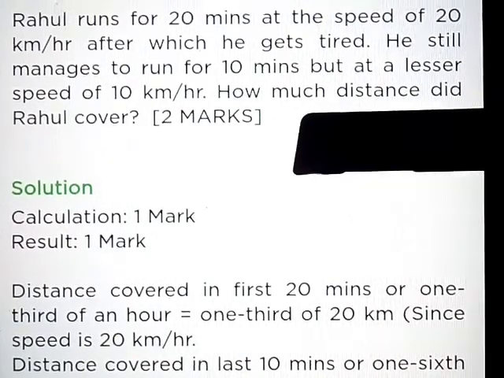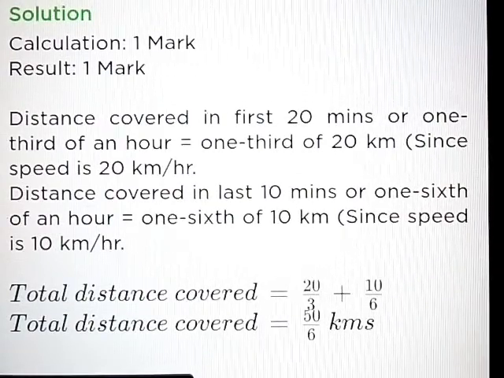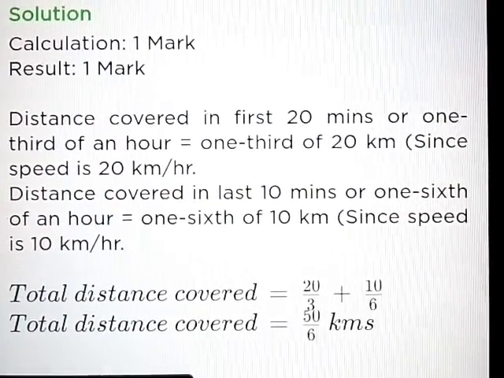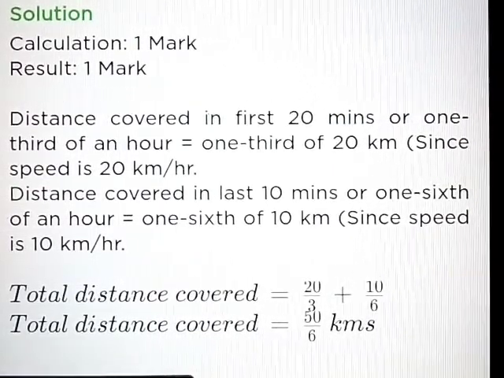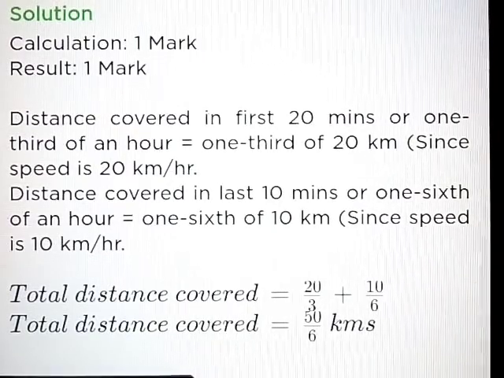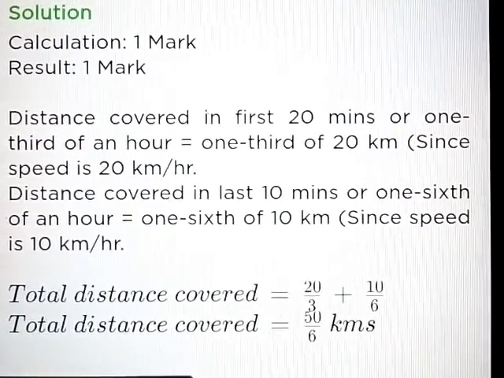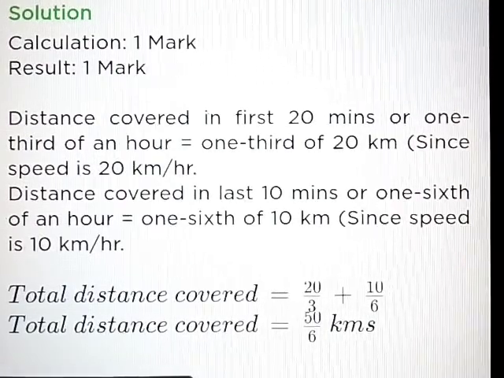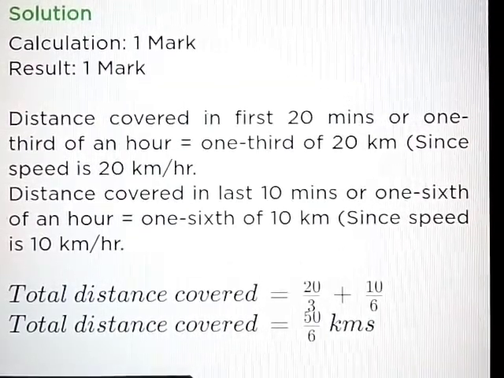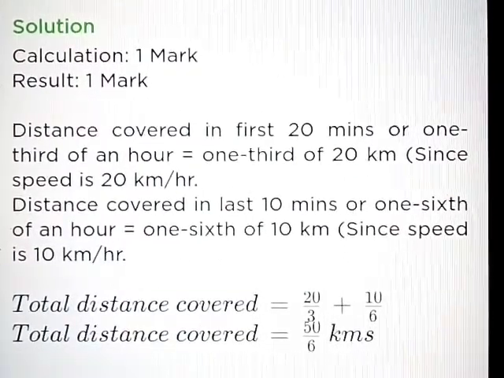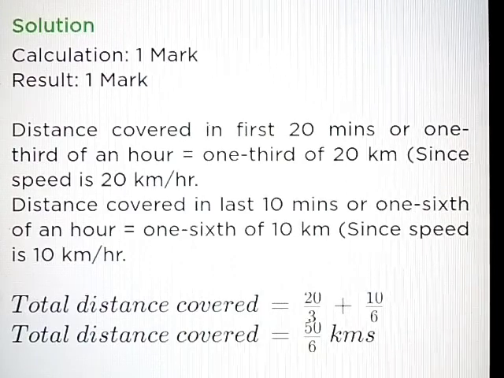Answer. Distance covered in first 20 minutes or 1/3 of an hour, 1/3 of 20 km, since the speed is 20 km per hour. Distance covered in last 10 minutes or 1/6 of an hour, since the speed is 10 km per hour. Total distance covered is equal to 50 upon 6 kilometers.